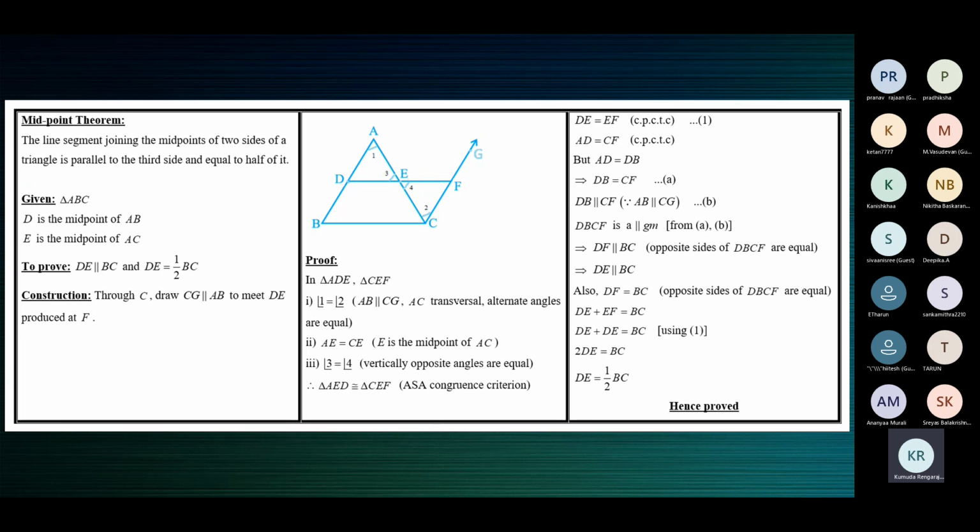I've done my part, children. Please work out the proof again and try to remember the proof.